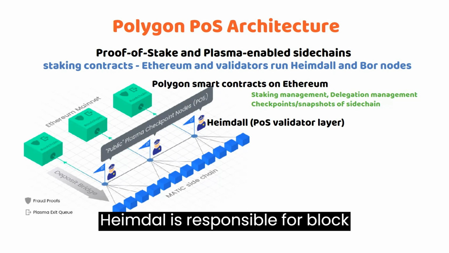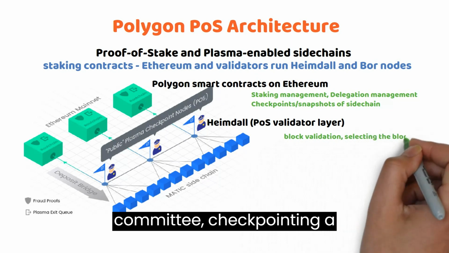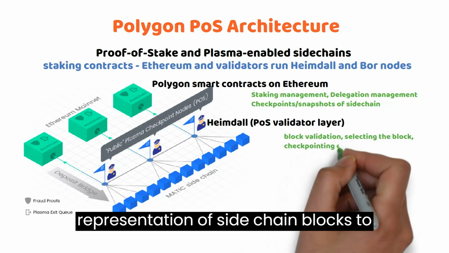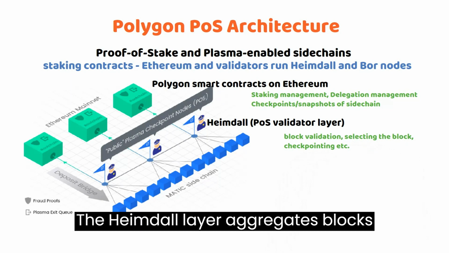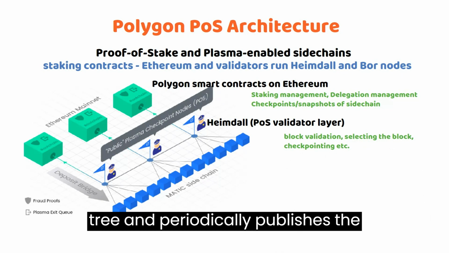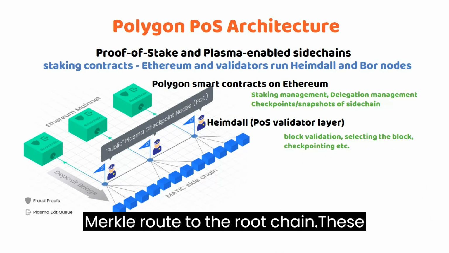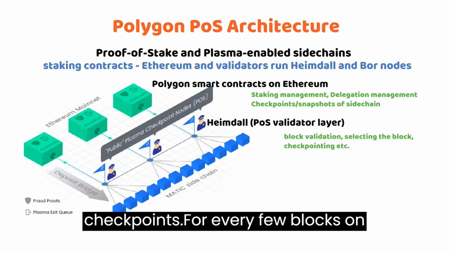Heimdall is responsible for block validation, selecting the block producer committee, checkpointing a representation of sidechain blocks to Ethereum, and various other tasks. The Heimdall layer aggregates blocks produced by the Bohr layer into a Merkle tree and periodically publishes the Merkle root to the root chain. These periodic publications are called checkpoints.